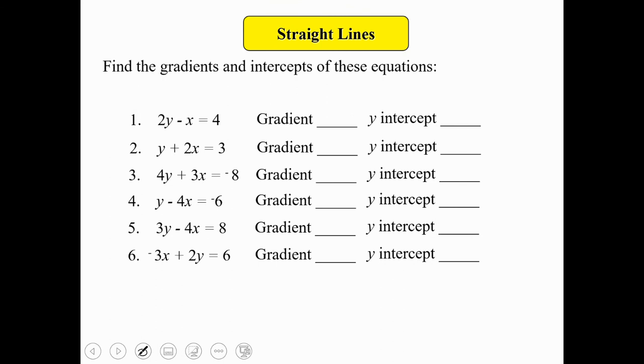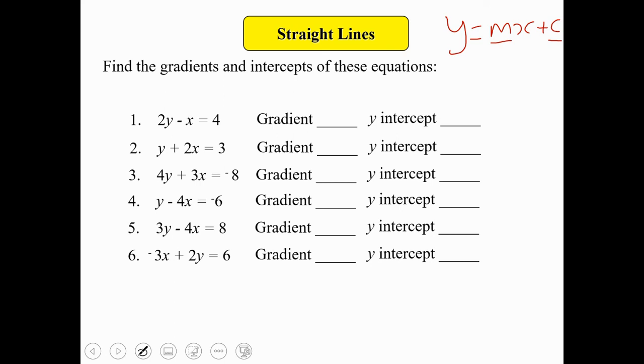What I'd like you to do now is to pause the video. For equations 1 to 6, you need to make sure you rearrange it first so that it's in the form y is equal to mx plus c. Use the examples that we've done together to help you. Once you have it in that form, find out what the gradient is by looking at the coefficient of x, the m, and you can work out what the y-intercept is, c, from the equation. So please pause the video, have a go, then press play when you're ready to carry on.